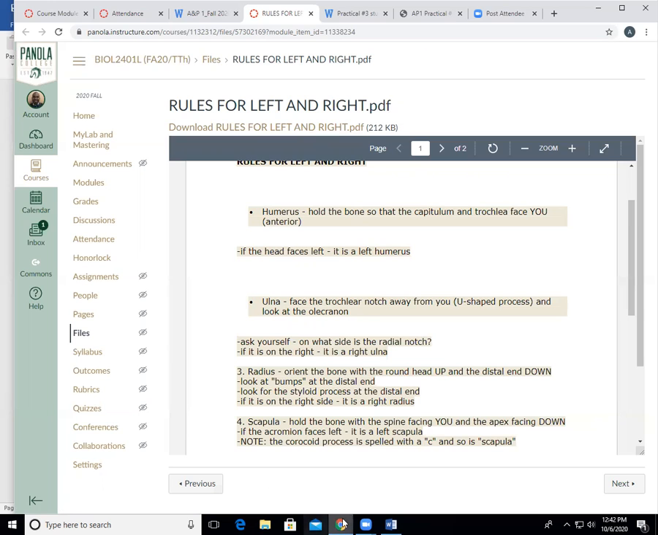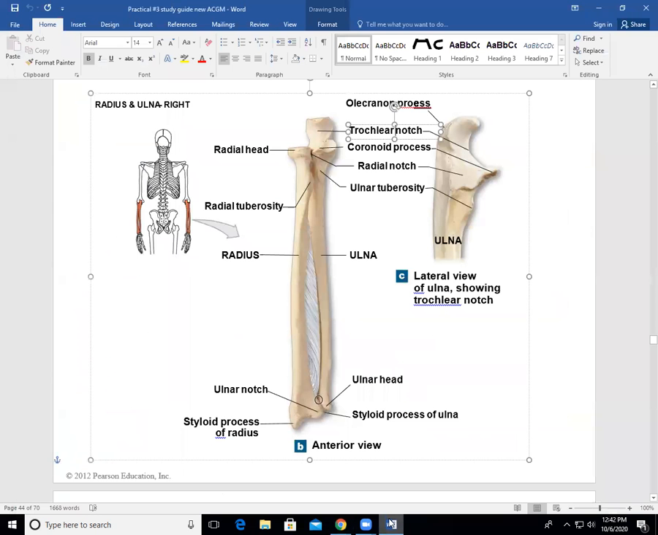So I'm going to give you a few minutes, look up these structures on the radius and the ulna. Also on pages 190 through 193 in your lab manual, you can also be labeling those structures as well.